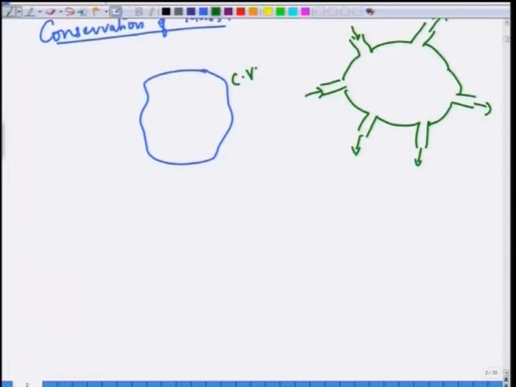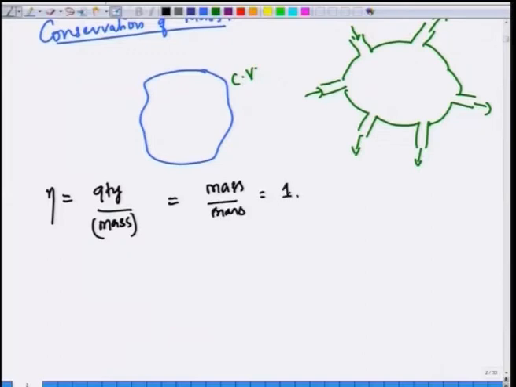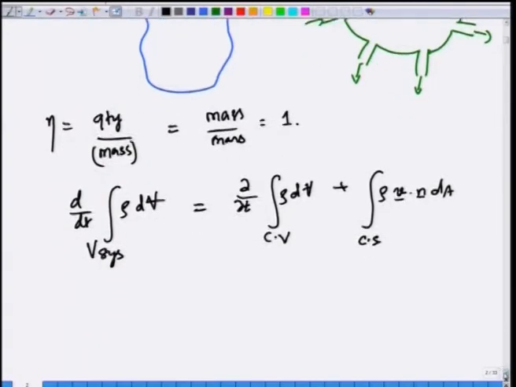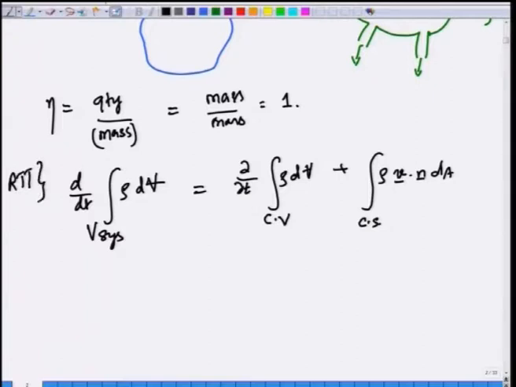How does the conservation of mass principle work for this? So, eta is quantity per unit mass. Now, the quantity that we are interested in is mass itself. So, its mass per unit mass is unity. So, we have to substitute 1 in the Reynolds transport theorem. So, d/dt of the integral of rho dV over the system is d/dt of the integral over the control volume of rho dV plus the integral of rho V dot n dA over the control surface. This is by applying Reynolds transport theorem with eta equals 1.